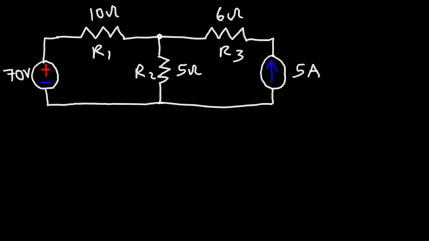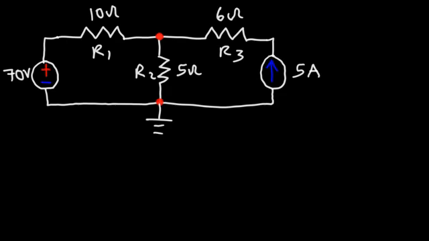Now the first thing we're going to do is identify the nodes. So this point right here, we're going to use that node to help us calculate the current in the circuit, as well as this point. Now, this is going to be the ground. We're going to use that as our reference node.